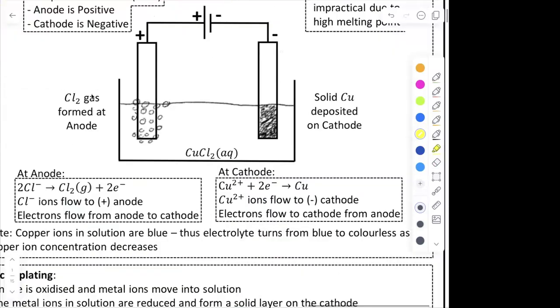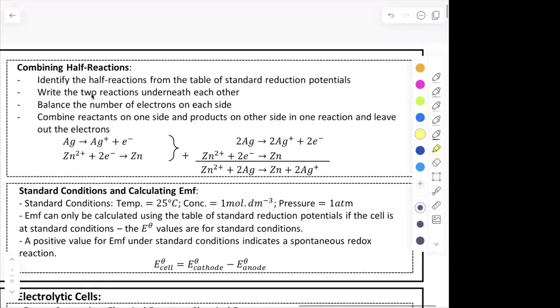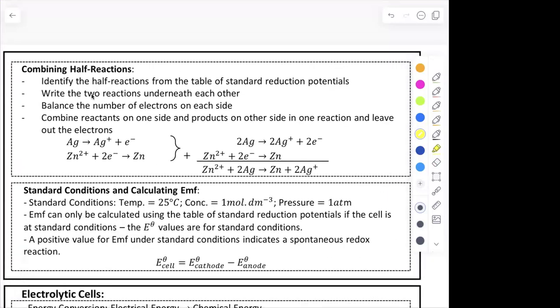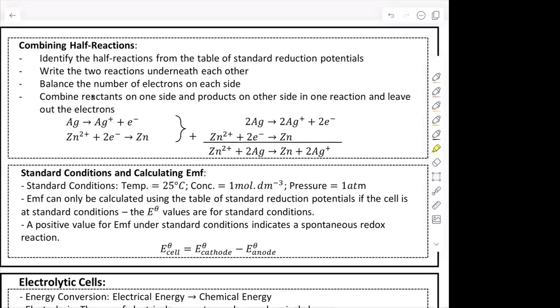Okay, I'm nearly done, guys. We're quickly going to look at how we then combine our half cells. That's what I was referring to as your net ionic reaction. So when we combine our half reactions, number one, identify the half reactions from the table of standard reduction potentials and write them as they are. Number two, write the two reactions underneath each other. You can see I had my one half reaction here, my silver becoming silver ion. The other reaction was my zinc getting reduced into zinc metal. Those are my two reactions.